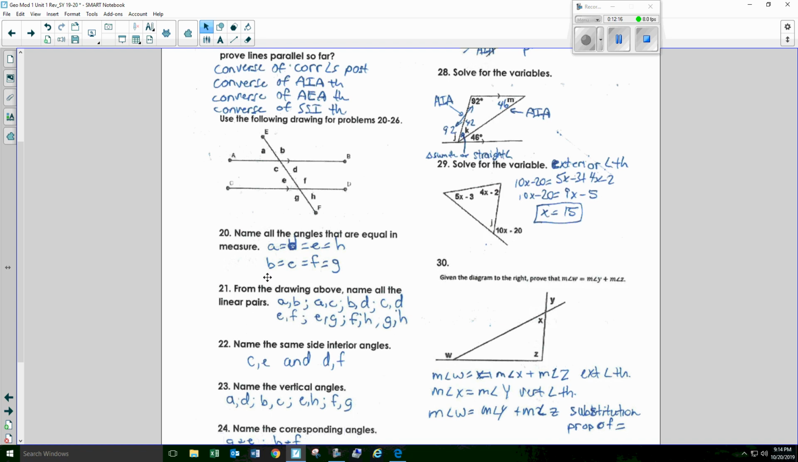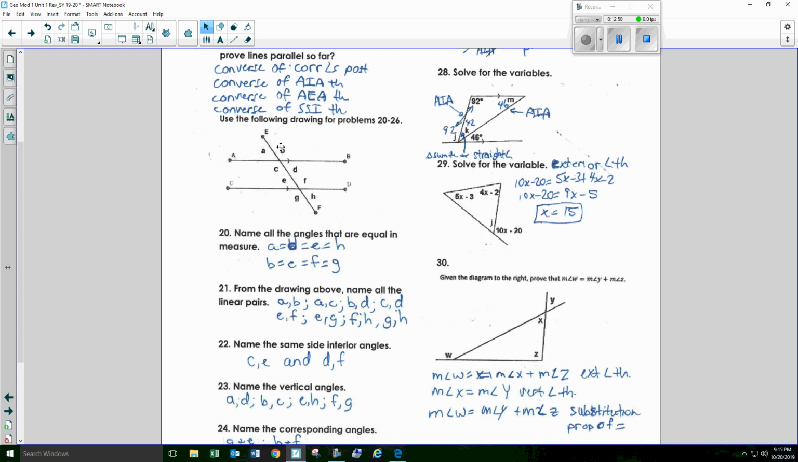Okay, now name all the linear pairs. A linear pair, remember, is two adjacent angles that form a line. So there's one, there's one, there's one, there's one, there's one, there's one, there's one, and there's one. That's all the pairs. Name the same side interior angles. Remember, interior, I can only choose from C, D, E, and F, and same side of the transversal. So C and E is one pair that are supplementary, they would need to add to 180 if they're going to be parallel, and D plus F would have to add to 180, supplementary, if they're going to be parallel.